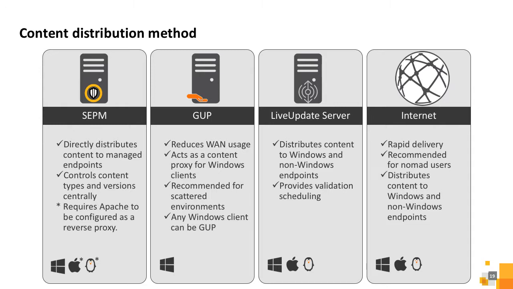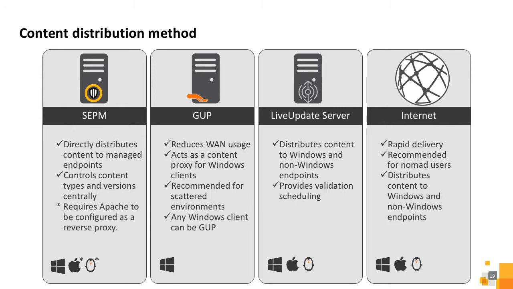The GUP acts as a proxy for a remote site where the WAN link is relatively small. Any SEP client can become a GUP by policy configuration. The GUP centralizes all content requests for the remote branch and minimizes the amount of content downloaded from the SEPM.